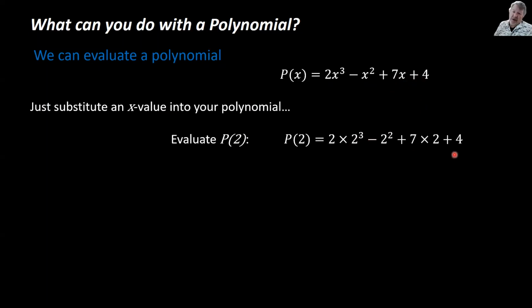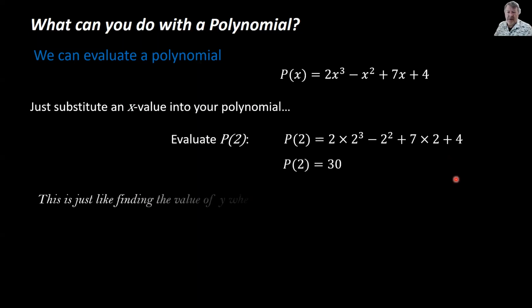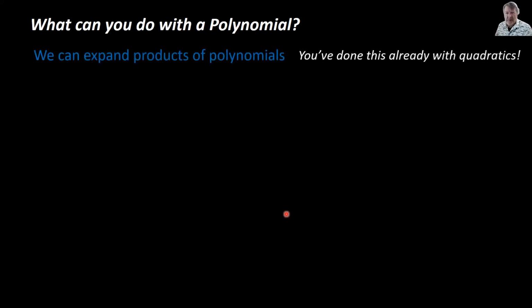Now, I'm not going to go through this with you. You know how to work a calculator. So that just becomes 30. Hopefully you can do that in your head anyway. Does that ring a bell? It's just like finding the value when x equals 2. If you're graphing, for example, you substitute a value into one variable, you get the other one. Same thing here. All stuff you've done before. So that's evaluating a polynomial. Next one. What else can we do? We can expand products. So we're multiplying. And yes, you've done this already with quadratics.